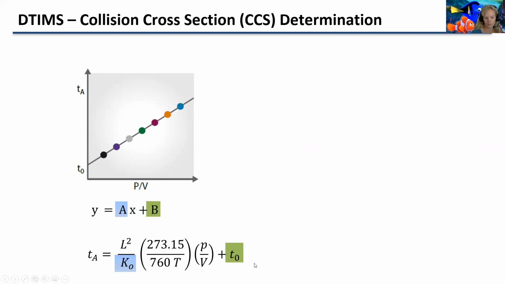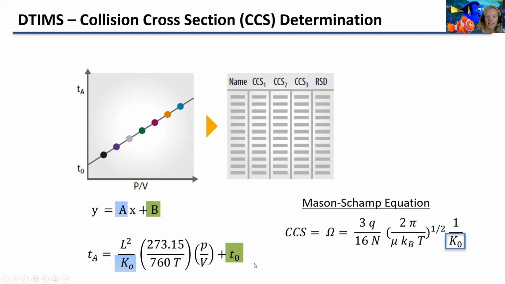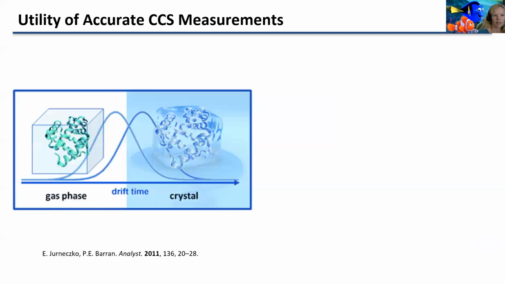We can then take the reduced mobility and put it in the Mason-Schamp equation, where it's inversely proportional to our collision cross section, and we can put in number density, elemental charge, temperature, Boltzmann's constant, and reduced mass. So that's a pretty easy relationship to get back to our collision cross section values.